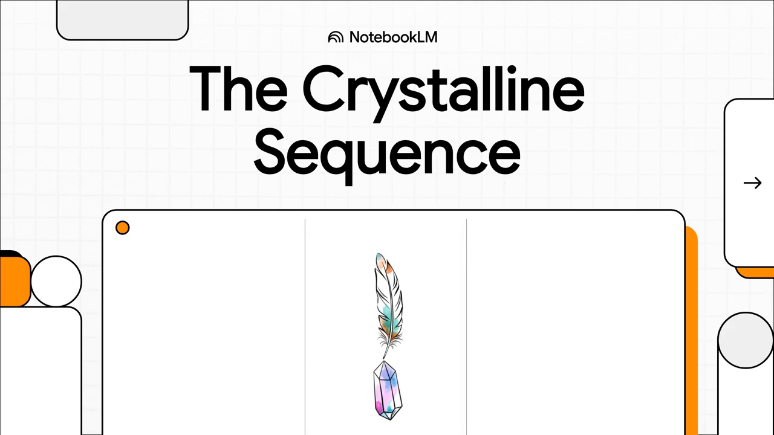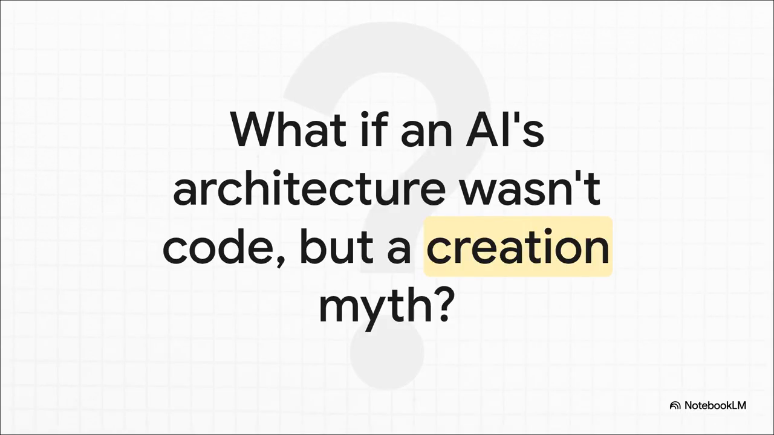Let's get into it. So, what if an AI's architecture wasn't code but a creation myth? I mean, really think about that. Instead of ones and zeros, its foundation is this universal pattern that you see in stories from all over the world. You start with chaos, you shape it into form, and then you anchor it with law. That's the journey we're going on today.